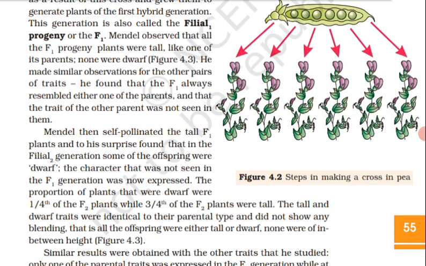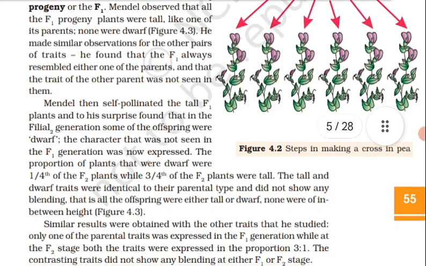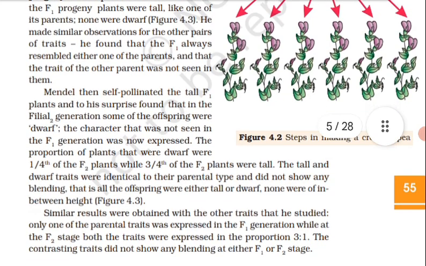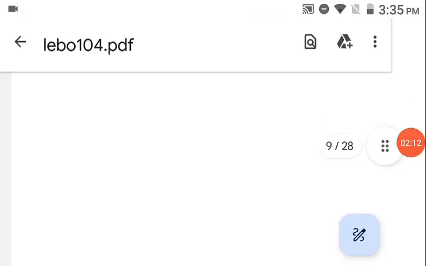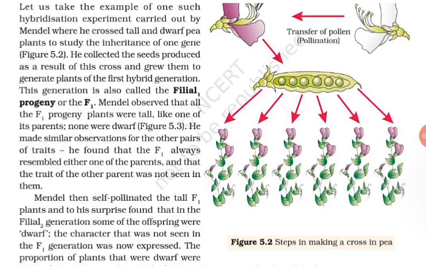This generation is also called the filial progeny or the F1. Mendel observed that all the F1 progeny plants were tall, like one of its parent, none were dwarf. He made similar observations for the other pairs of traits. He found that F1 always resembled either one of the parents and that the trait of the other parent was not seen in them.